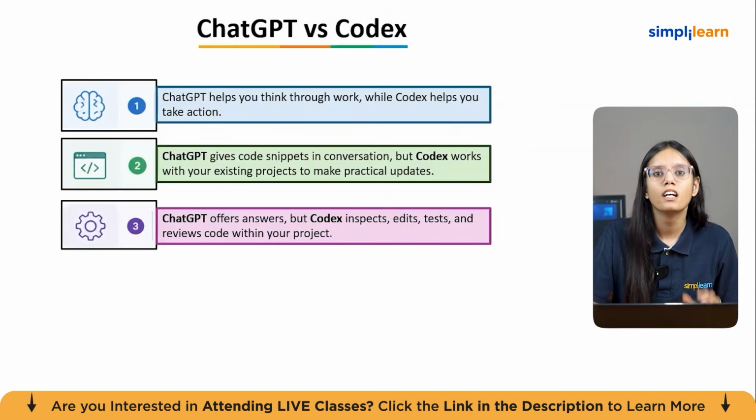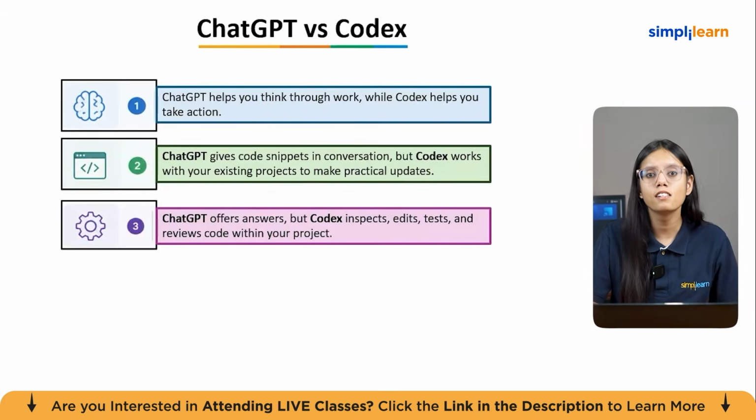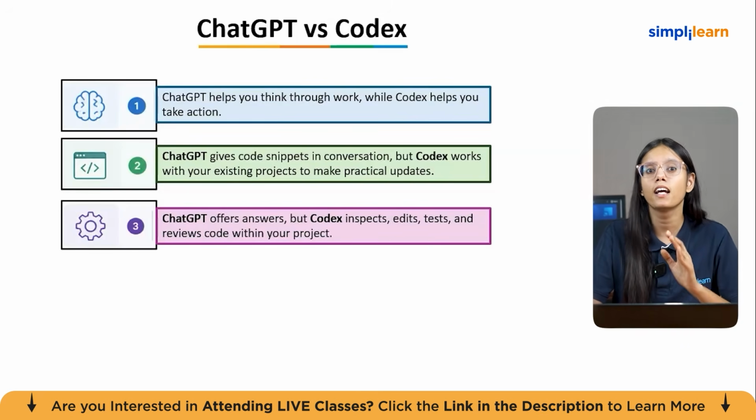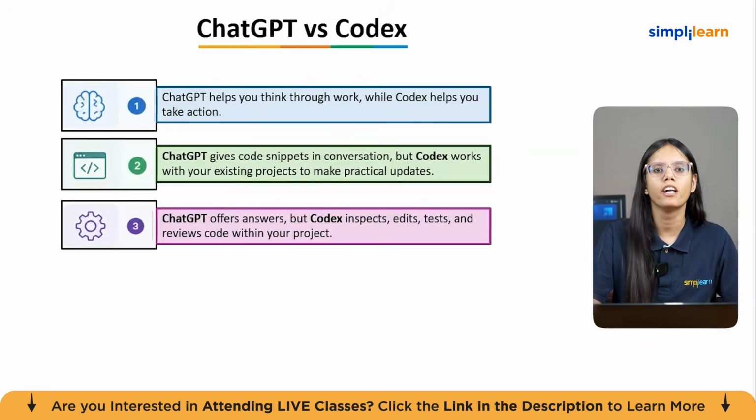That is the difference. ChatGPT is mostly conversation first, but Codex is project first. ChatGPT gives answers, Codex can take action. ChatGPT can explain code, Codex can explain, edit, test, and review code inside your real workflow.